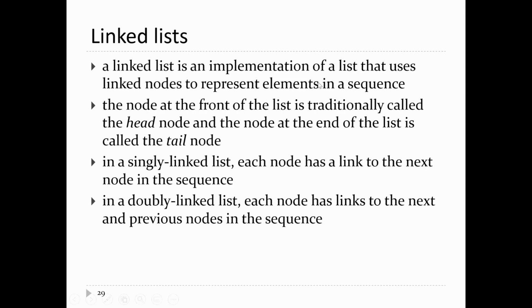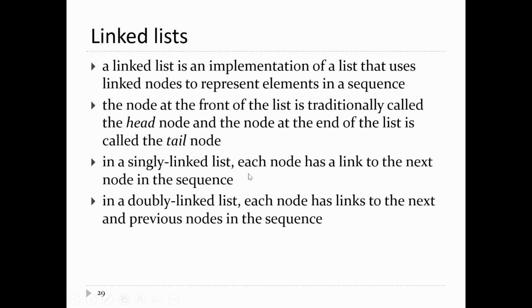Okay, linked lists. A linked list is closest to a queue that's implemented using linked nodes. In a linked list, you've got a sequence of nodes, and each node is connected to the next node in the sequence. There's a traditional name for the first node, called the head node, and a name for the last node, called the tail node.